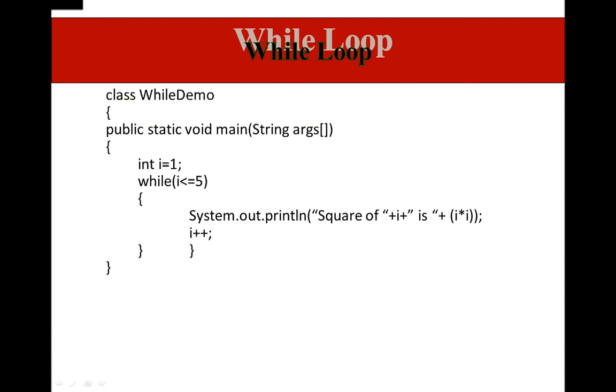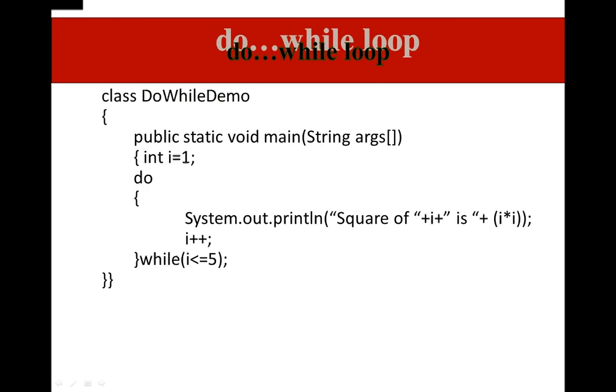At the time of entering into the loop, we are checking the condition. If this condition is true, do this. Then there is something called do while loop. Whereas do while loop checks the condition at leaving.